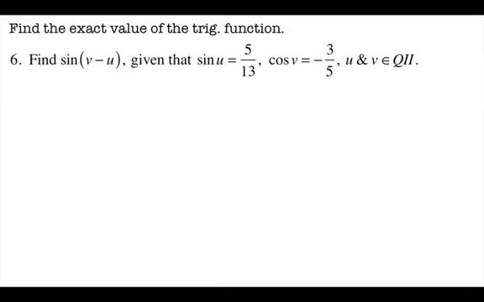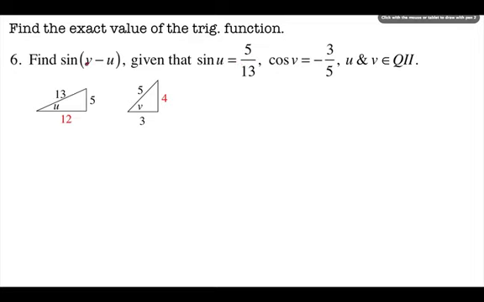So now I'm looking at sine of v minus u. Very similar. And notice that u and v, the sine of u and the cosine of v, are the same from problem number 5. And u and v are in the second quadrant. So I have basically the same right triangles here. And again, I have to take into account the sign of certain trig ratios here.